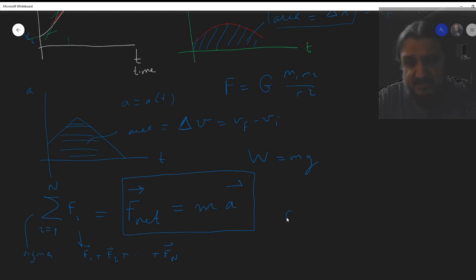So you can rewrite it as a solution for a, if you like. So a will be equal to 1 over m times the net force, right? So it's obvious that if you increase the mass, keeping the force the same, acceleration will be less, or vice versa. There's an inverse proportionality there. Okay? So m is the proportionality constant between force and acceleration. It tells you how difficult it is to accelerate the object.